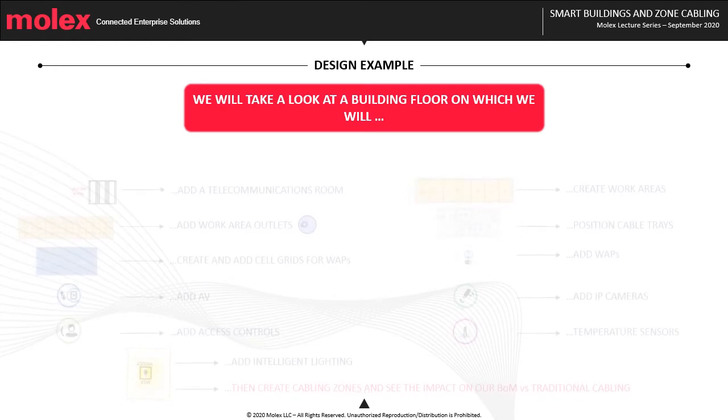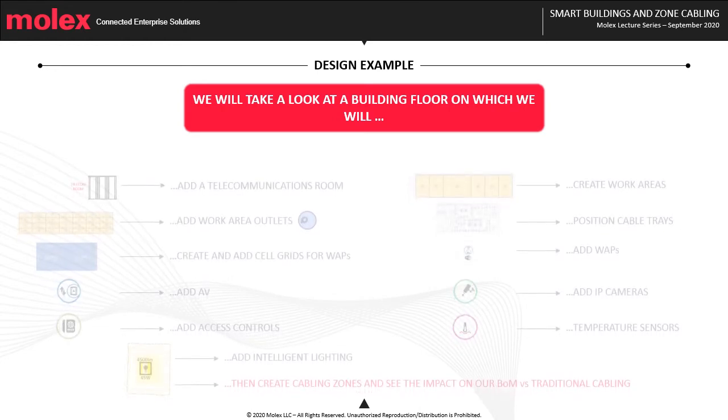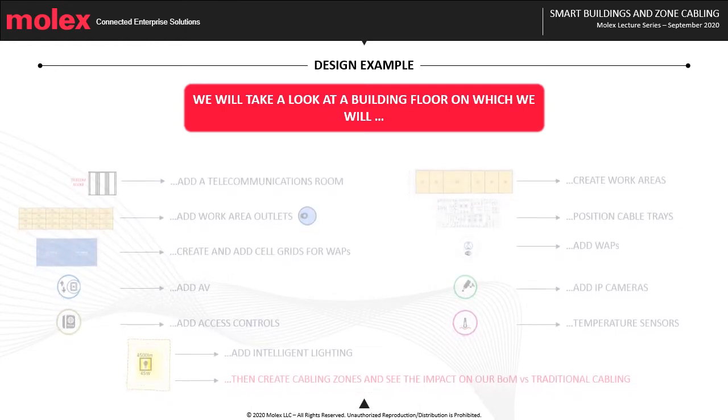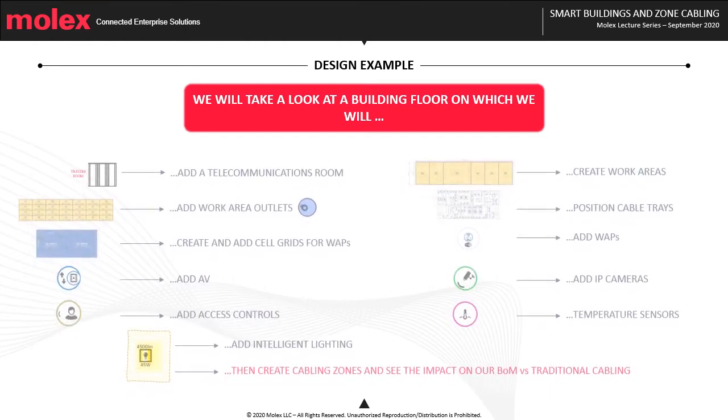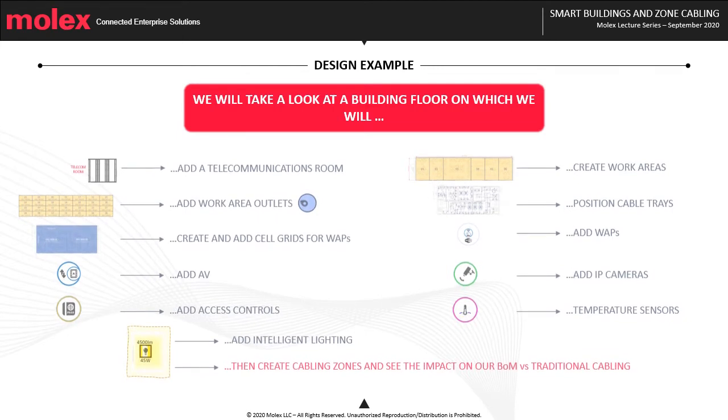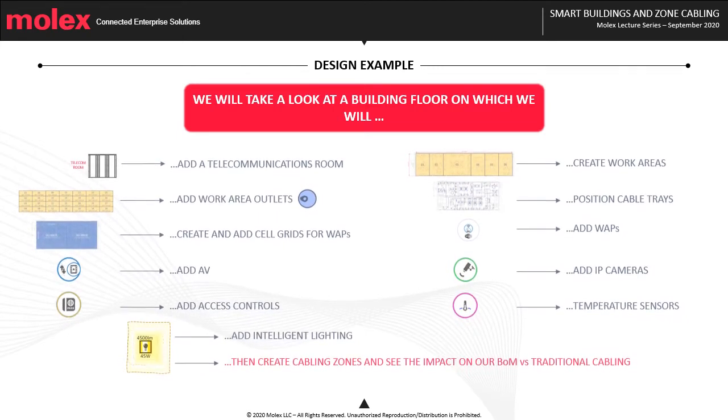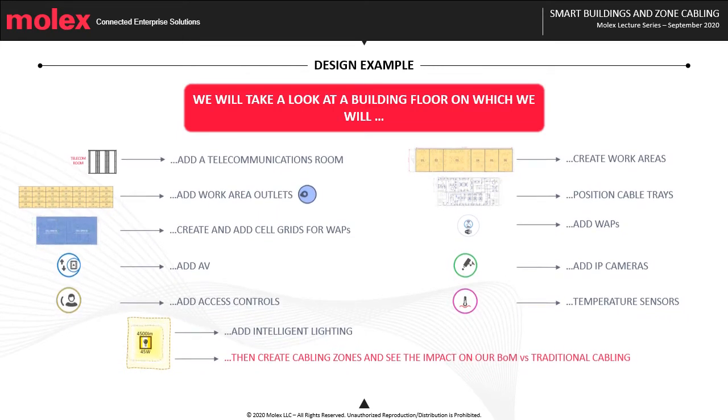Okay, so hope everything is clear so far. What we will now do is take a look at a simplified design example and see how adding all our different types of applications will impact our overall cabling design.